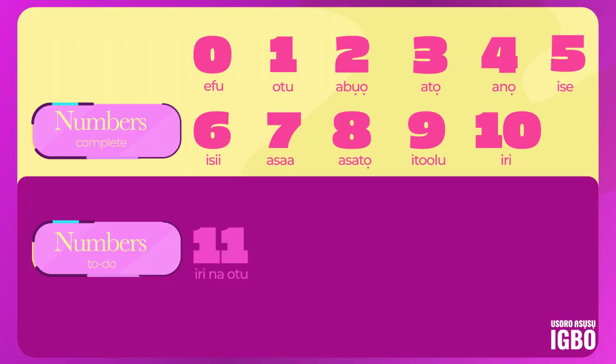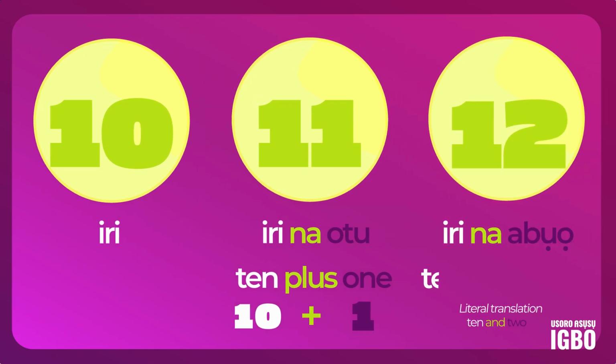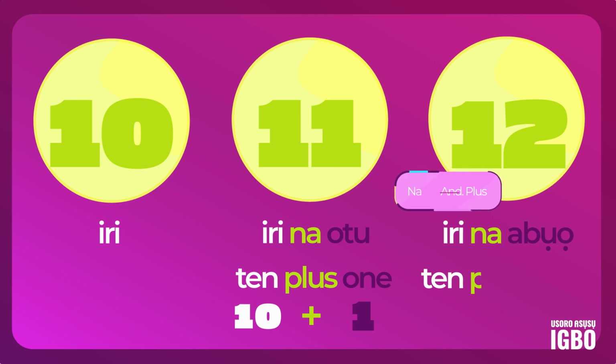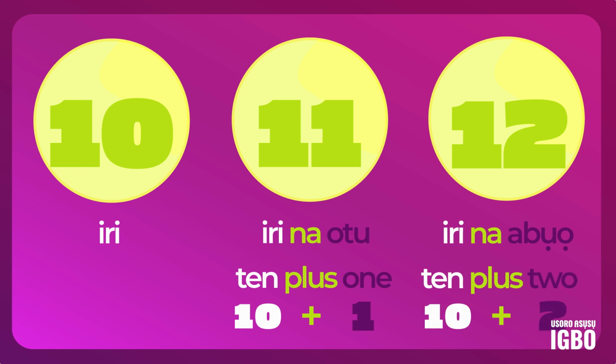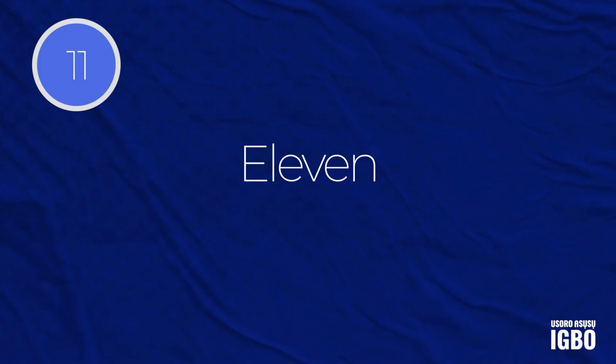Following the same pattern, the next number after 11, iri no otu, is 12, iri na abụọ. Iri means 10. Na could mean and or plus, but in this context it means plus. Abụọ means 2. 12, iri na abụọ. With this pattern in mind, let's count from 11 to 19.